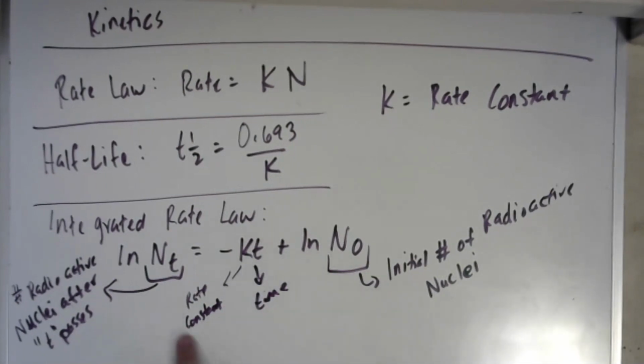And note that whatever the units of your rate constant are and the units of your time value are, they have to be the same time units. So if that involves a conversion, then make sure that you do the conversion so that the time units are the same here. All right.